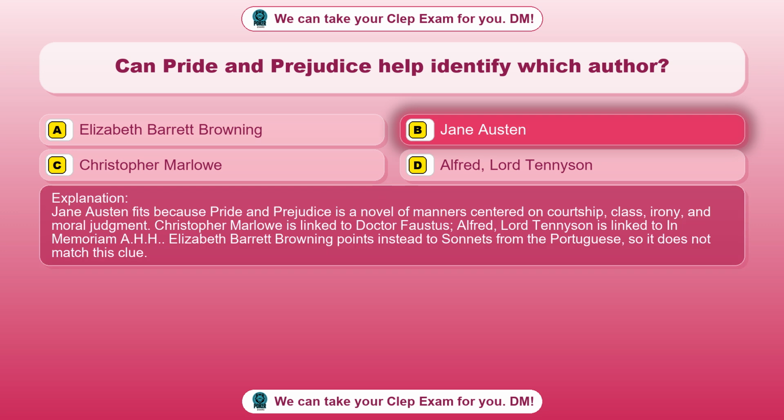Jane Austen fits because Pride and Prejudice is a novel of manners centered on courtship, class, irony, and moral judgment. Christopher Marlowe is linked to Dr. Faustus. Alfred, Lord Tennyson is linked to In Memoriam A.H.H. Elizabeth Barrett Browning points instead to Sonnets from the Portuguese, so it does not match this clue.